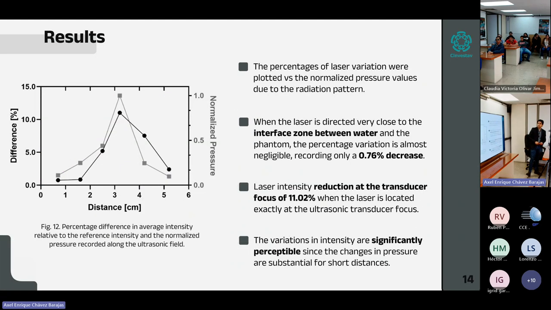And then, as I said, we compare these variations in the intensity of the continuous laser with the normalized pressure recorded along the ultrasound field. In this figure, I present the laser variations. We can see that at the interface zone between water and phantom, the percentage variation is almost negligible, recording only 0.75. At the laser location at the exact point of the focus, we have the highest variation with 11.02. Another thing I would like to say is that the variation in the intensity is significantly perceptible since the changes in the pressure are substantial for short distances, less than 1 centimeter.